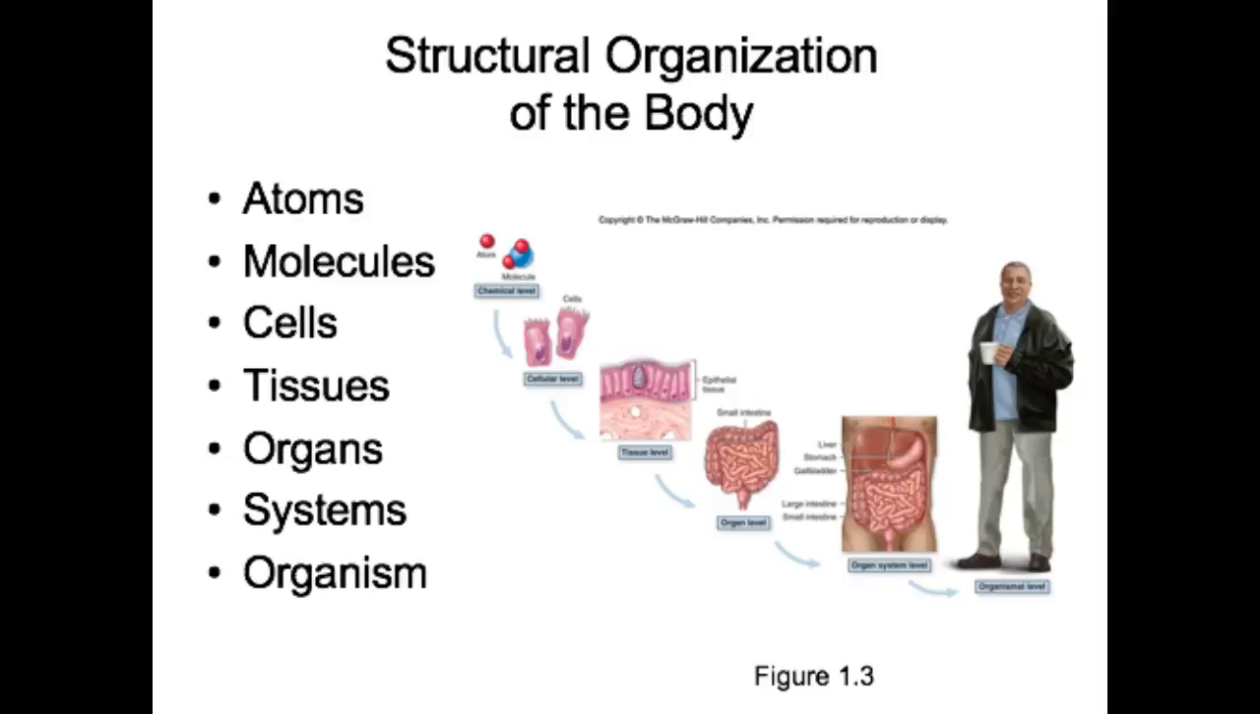Okay, into the actual science, the structural organization of the body. So the very, very basic structure of all matter in the universe, everything, is atoms. Atoms make up molecules. When you combine molecules in certain organizational patterns, you can come up with cells. Cells put together, a couple of different functional types of cells working together, is a tissue. A couple of different functional types of tissues together is an organ. Then you get organ systems.